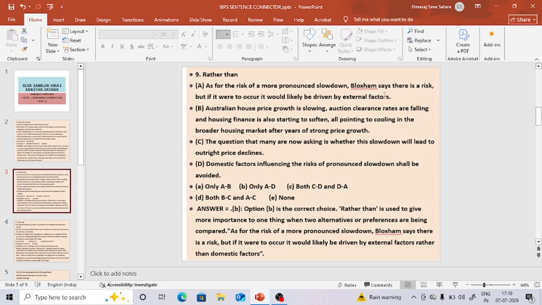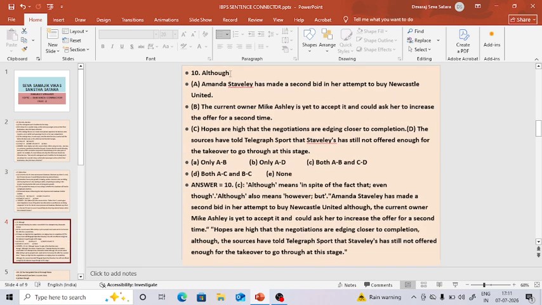Rather than, rather than what? Rather than domestic factors, and that's all. No need to use the rest, influencing the risk of pronounced slowdown has been avoided, because that part is already here. So two things are compared, external factors and domestic factors, and we have to give more importance to one factor. That's why rather than can be used here to join only A and D. B and C we cannot join with this conjunction. So only A and D, so option B is the answer.